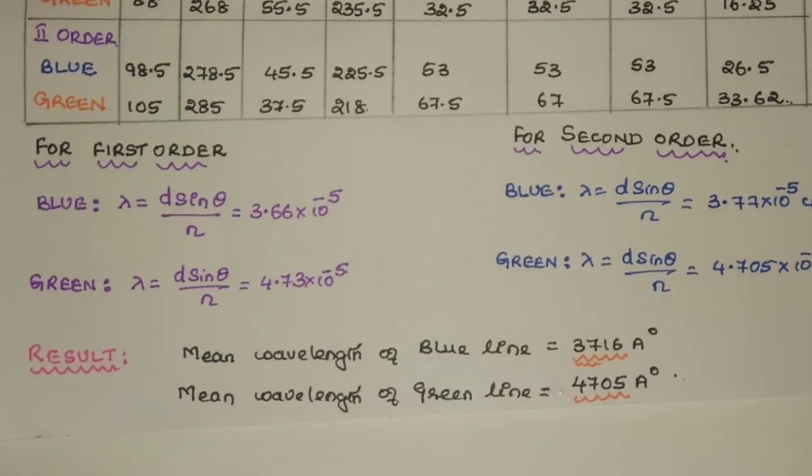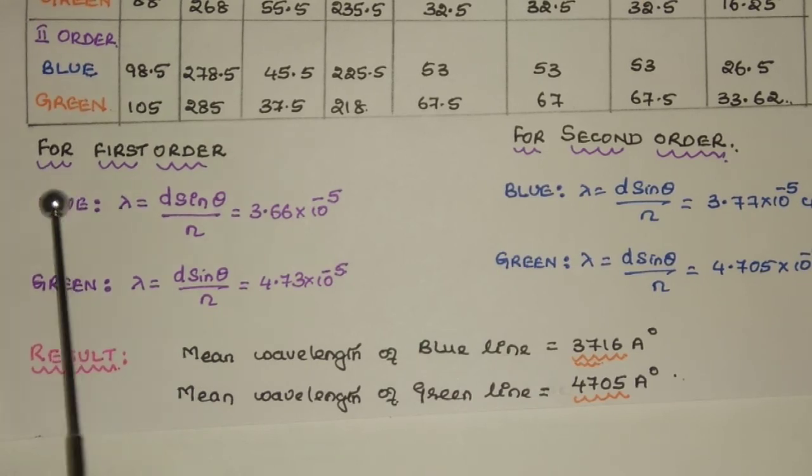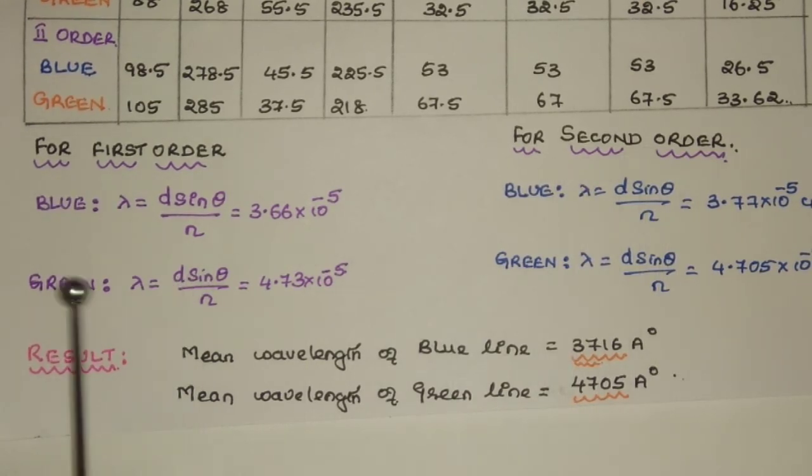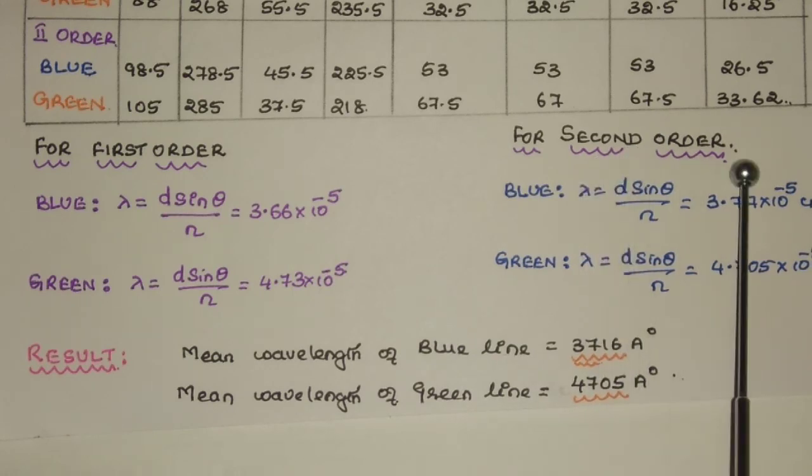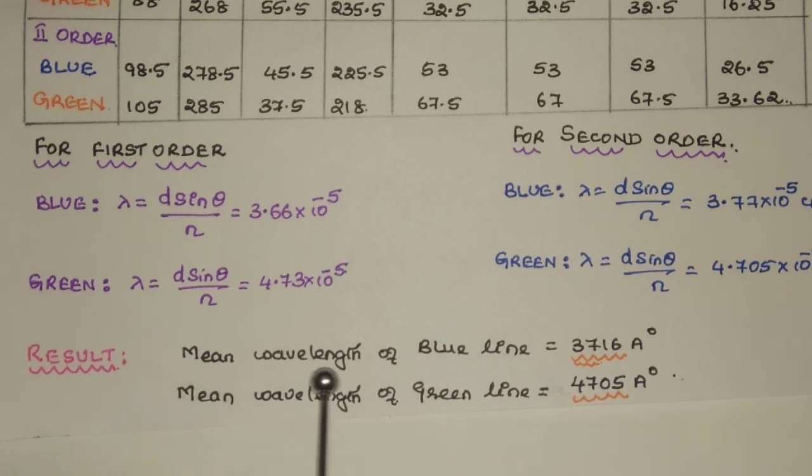And these are the calculations. This is the first order. For the second order, we are calculating the wavelength of blue and green for the first order, and here we are calculating the wavelength of blue and green for the second order, and finally we are calculating the mean wavelength of the blue line and the mean wavelength of the green line. These are the readings which we calculated.